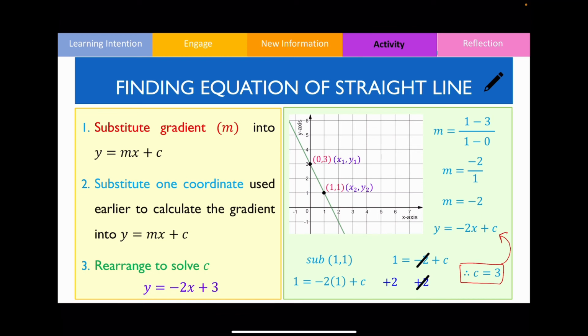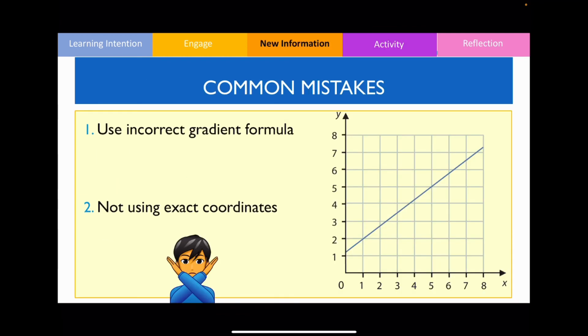What I want to go through next is some of the common mistakes that I see students make when they're trying to find the equation of a straight line. The first mistake is using the incorrect gradient formula. We know that the gradient is found by y2 minus y1 divided by x2 minus x1. However, I see some students use a different formula, where they've just flipped the numerator with the denominator. If you use this method, you're going to get the wrong gradient and therefore the wrong y-intercept and therefore the wrong equation, okay?